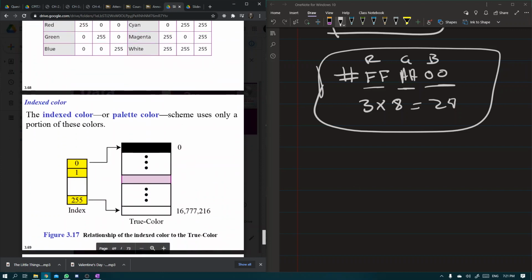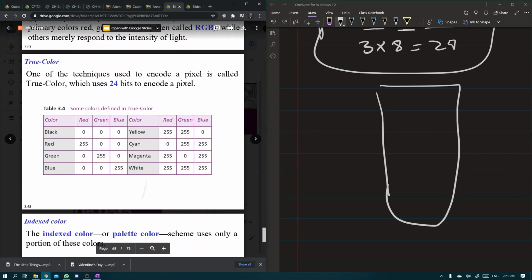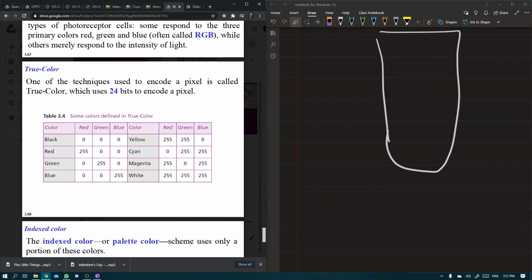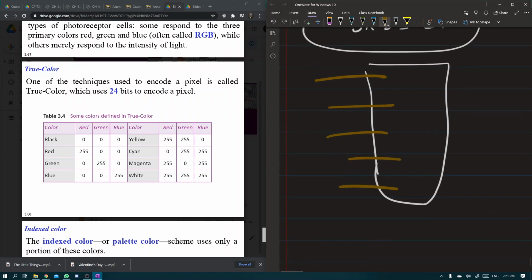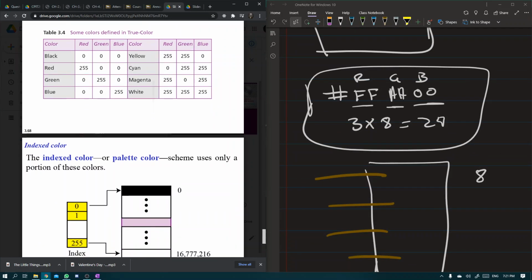And now indexed color. Basically with 24 bits, there are lots of color possibilities. So instead of taking all those colors, we could just take a small portion of them. So we would take one part from here, here. Instead of storing 24 bits, we could store maybe 8 bits. And that would reduce the bits per pixel.